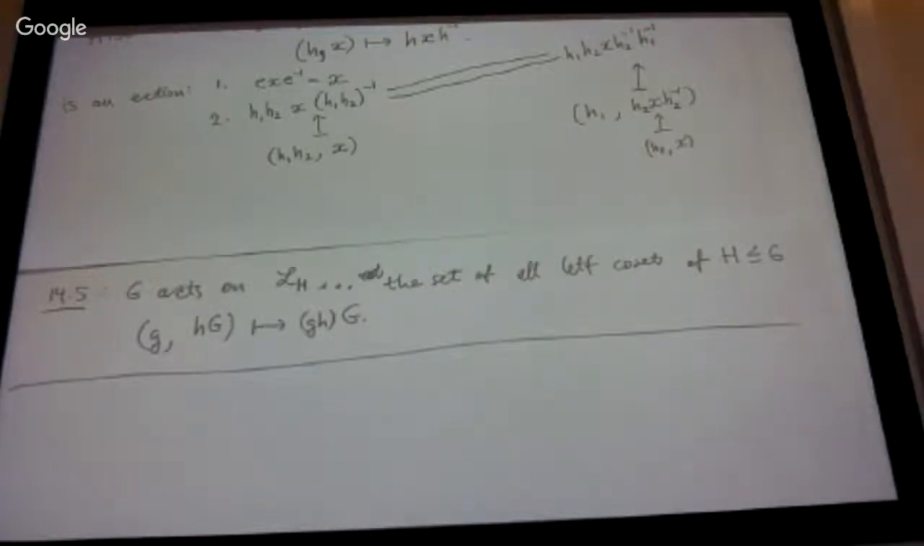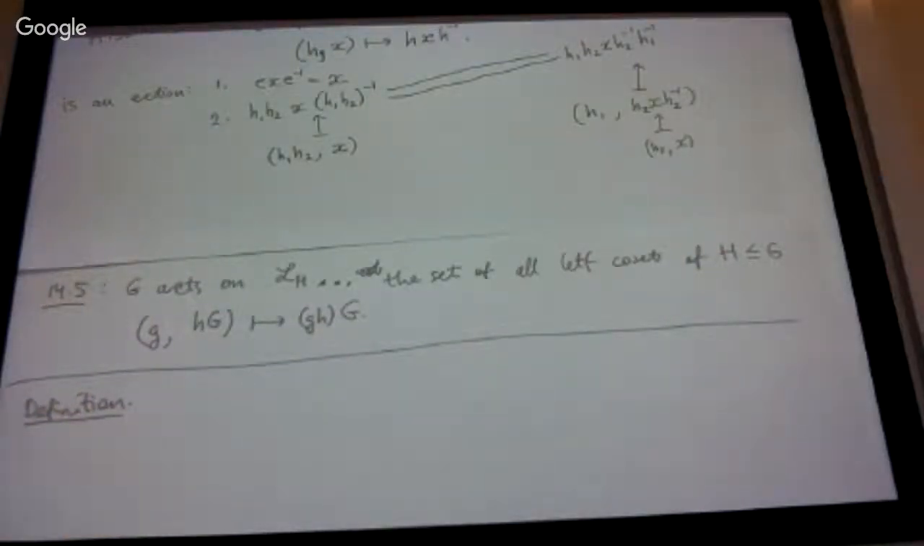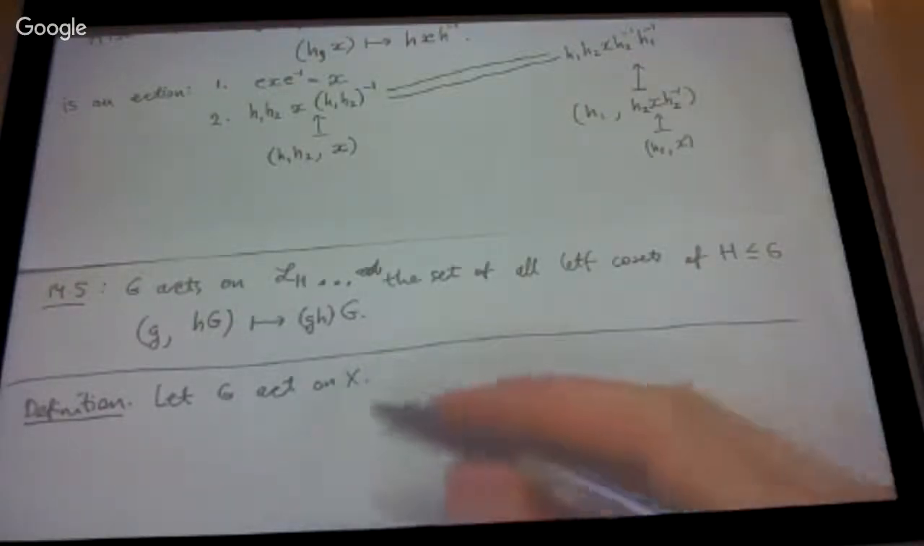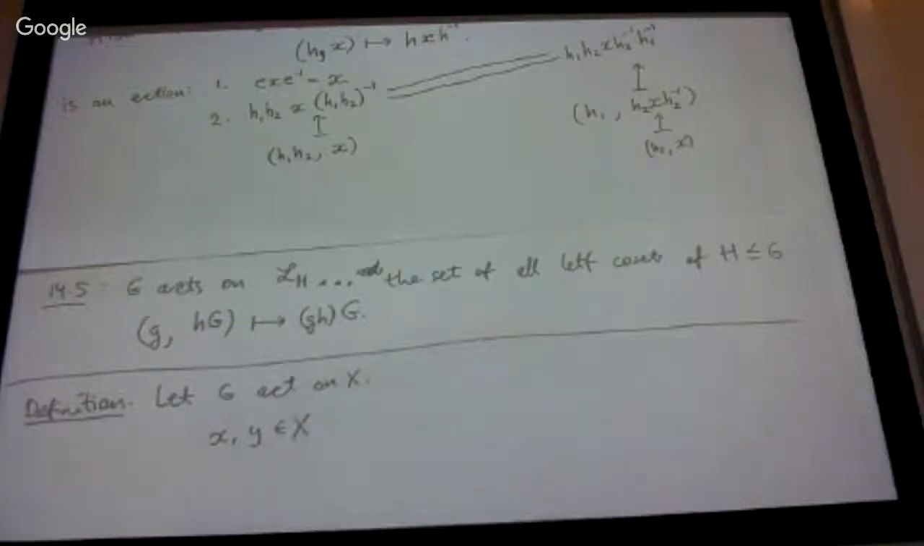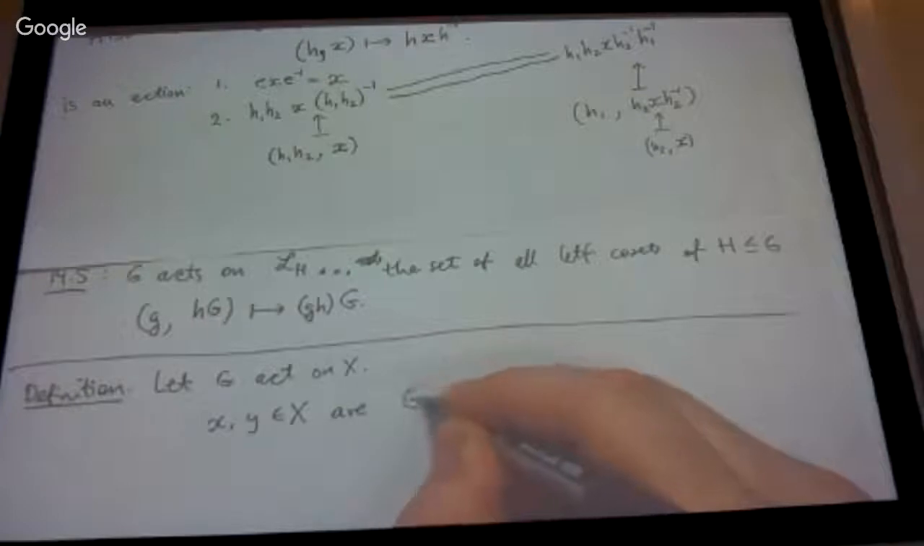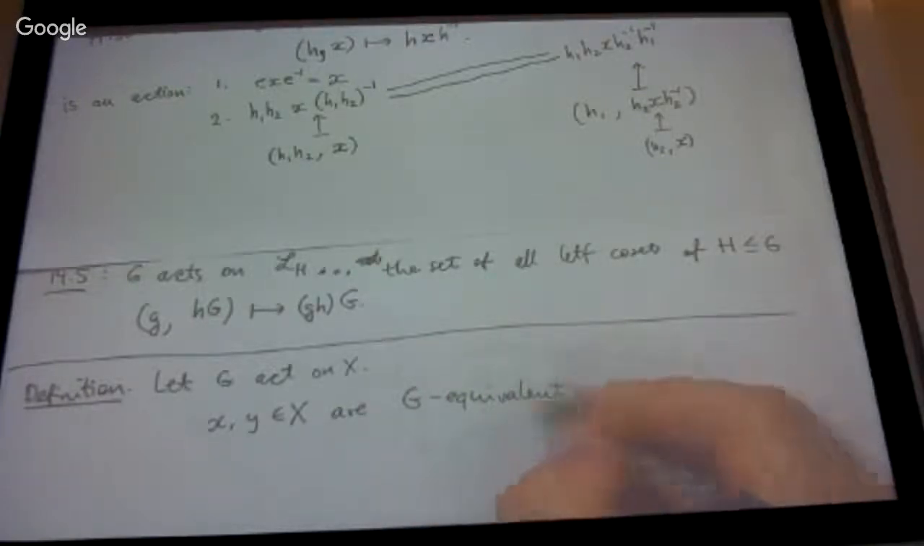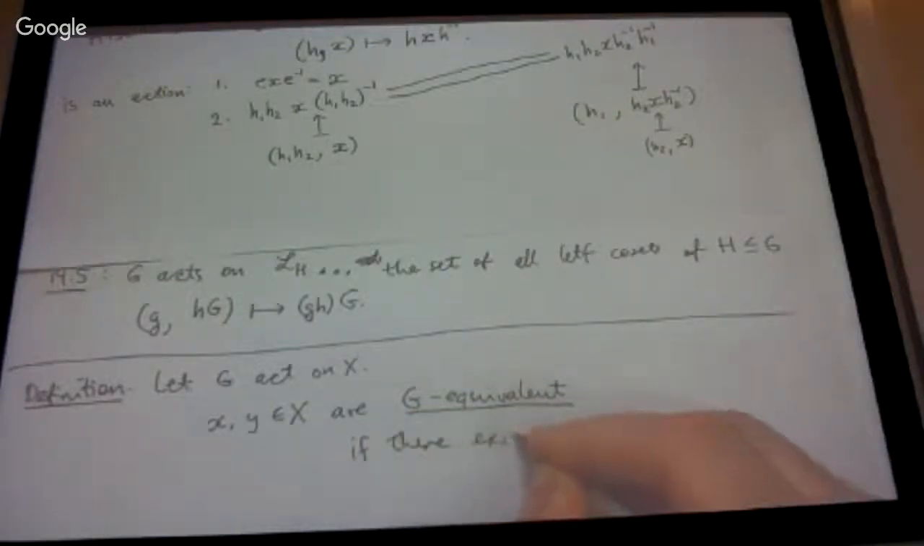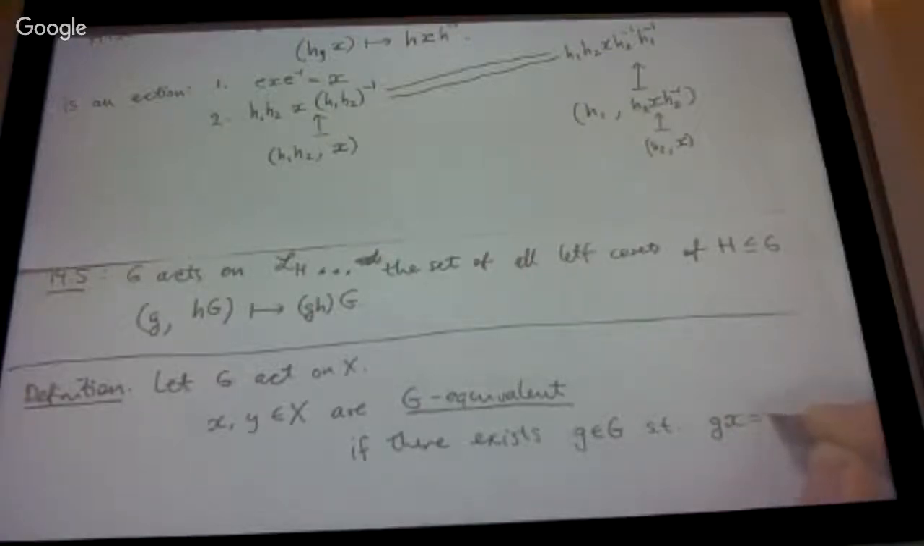Now we're coming to orbits. So let G act on X, so we have an action, any action. Okay? And two elements from the set that is being acted upon are called G equivalent if you can move one onto the other by acting. So if there exists something in the group which moves X to Y, then they're called equivalent. G equivalent.